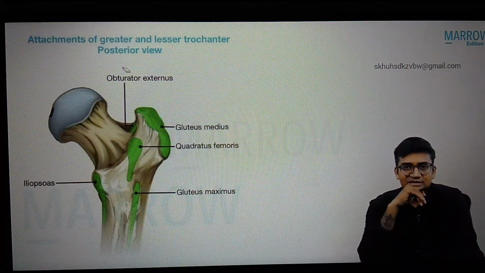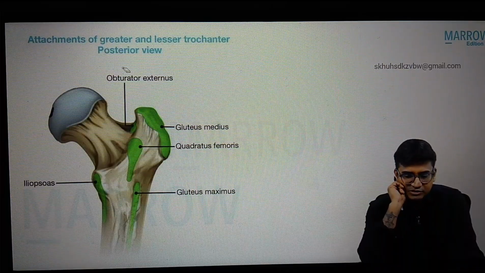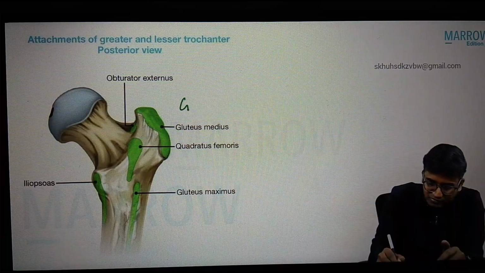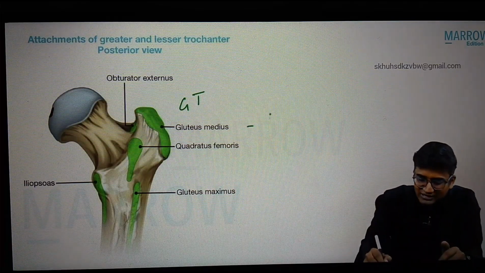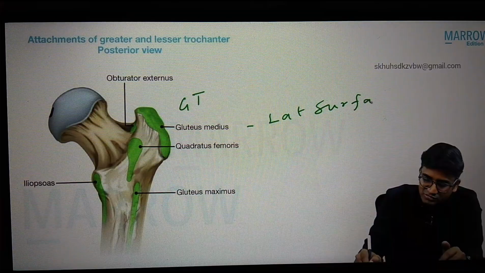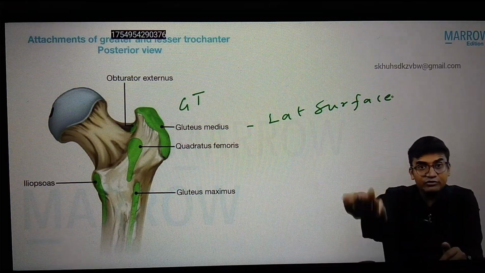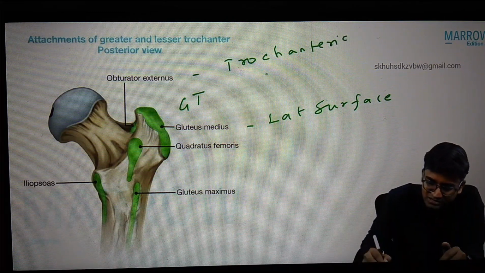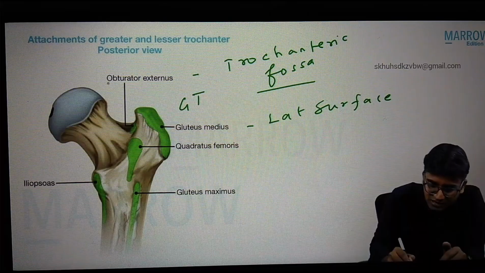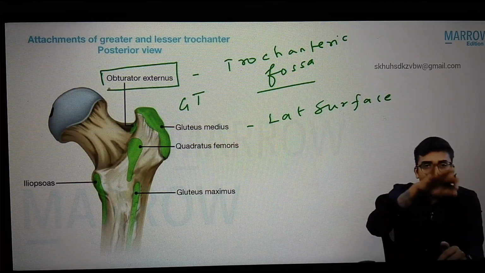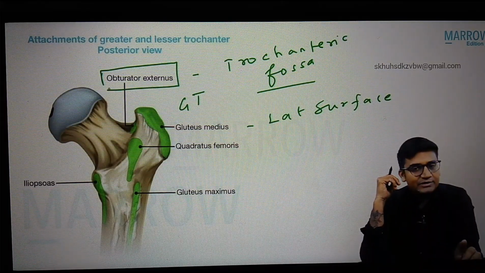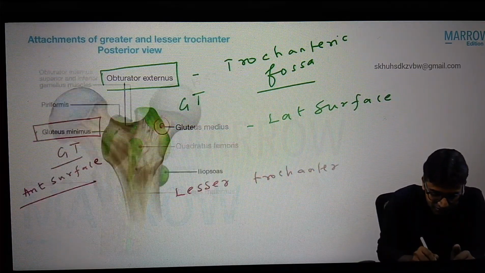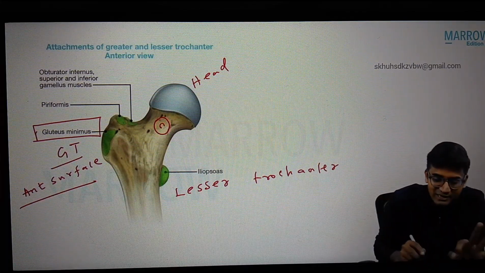Now see the diagram. In this diagram, we are seeing the posterior aspect of the upper part of the femur bone. I told you the greater trochanter, on the lateral surface, the gluteus medius muscle is attached. Now we have trochanteric fossa. In the trochanteric fossa, one muscle is attached. What muscle? Our obturator externus muscle is attached to the trochanteric fossa, the fossa on the medial side of the greater trochanter.